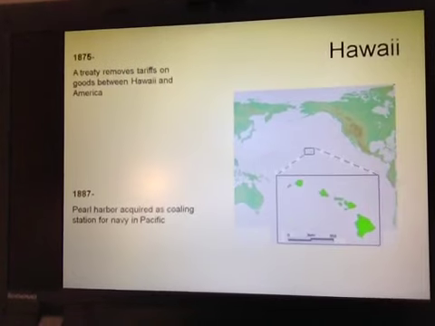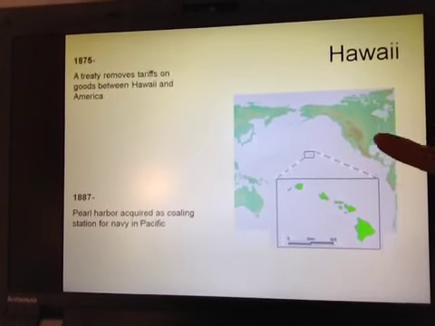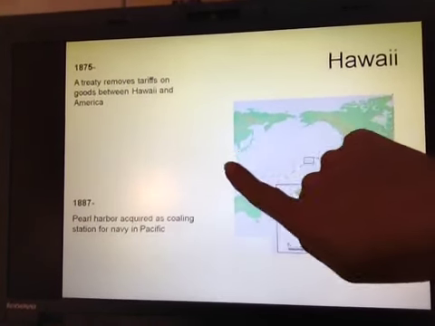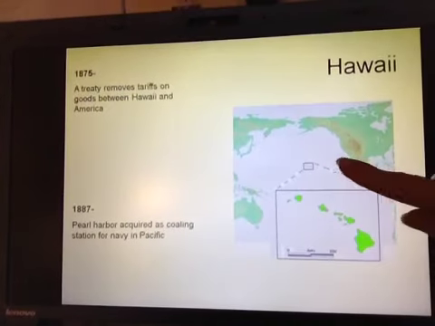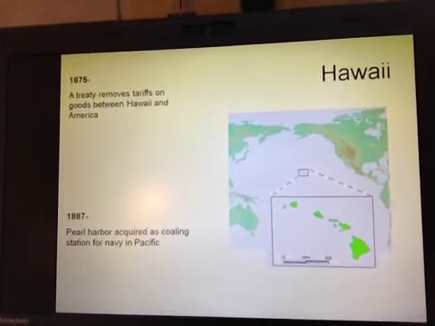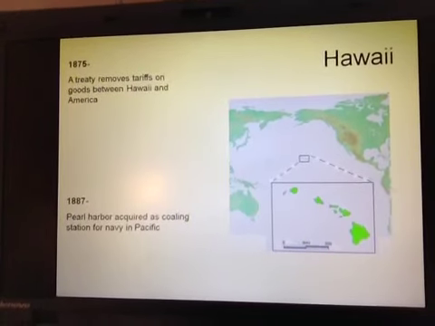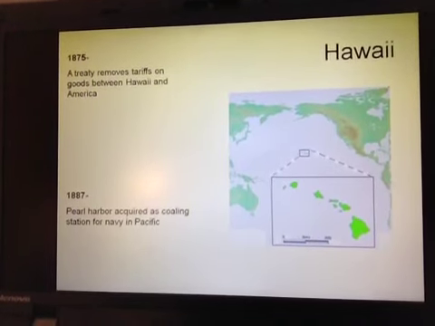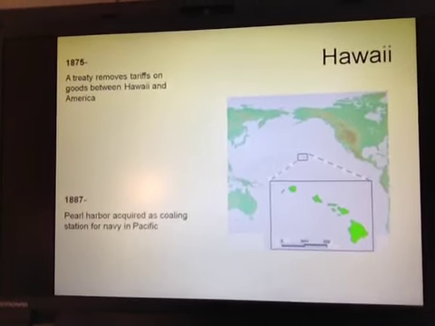Oh, by the way, this map shows you exactly where Hawaii is. If this is the United States and this is Australia and Japan right here in Asia, Hawaii is really quite well located right there in the middle. It would be a great stopping off point for our ships headed to Asia, for example. So geographically, Hawaii has a lot to offer the United States.